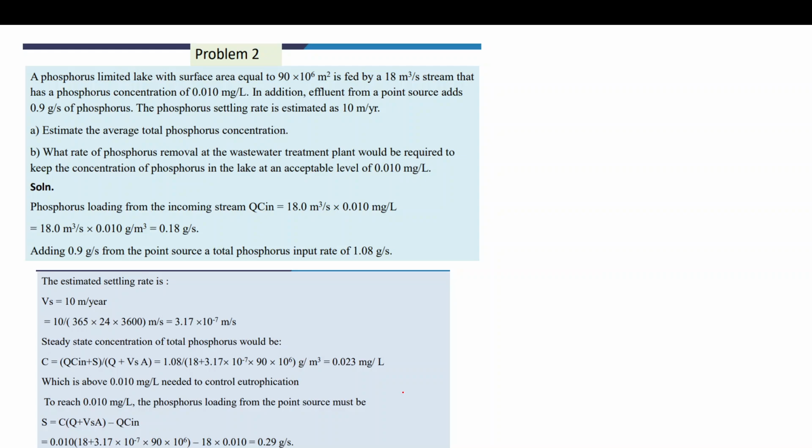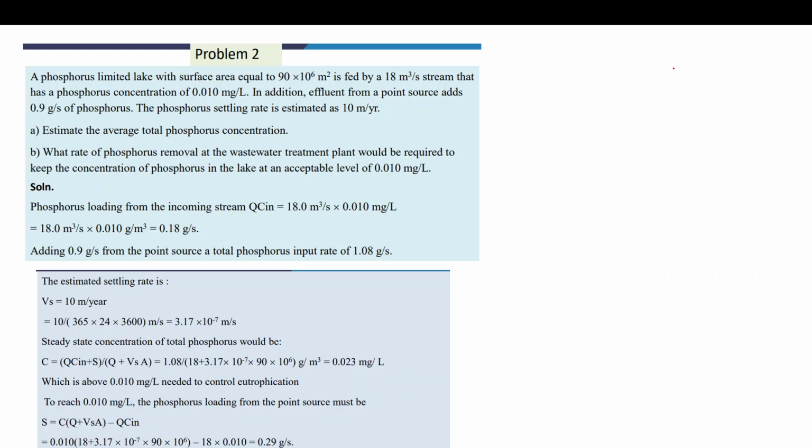Now estimate the average total phosphorus concentration and what rate of phosphorus removal in wastewater treatment plant would be required to keep the concentration of phosphorus in the lake at an acceptable level.